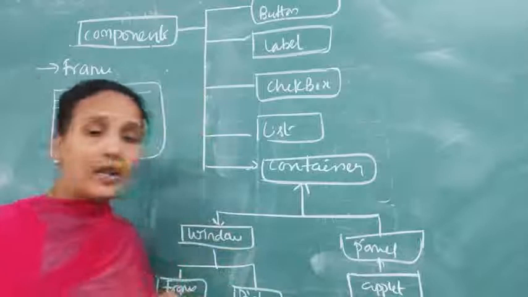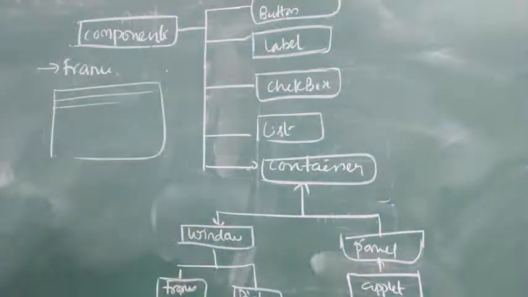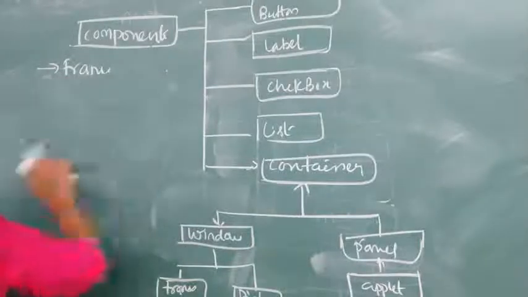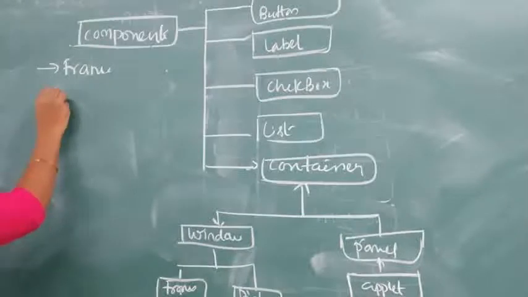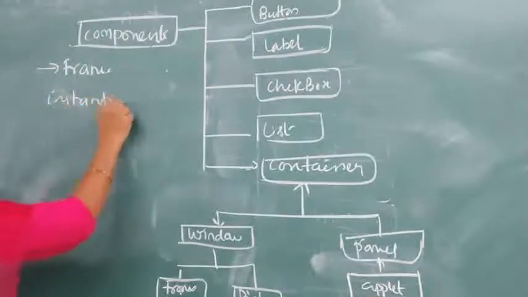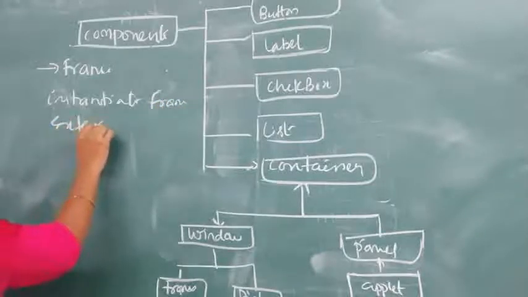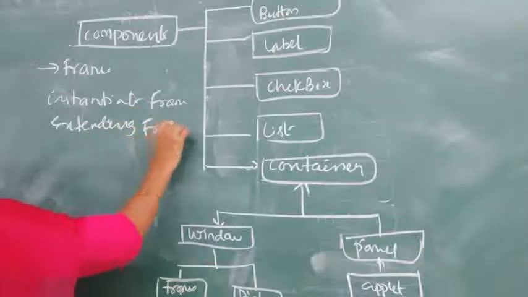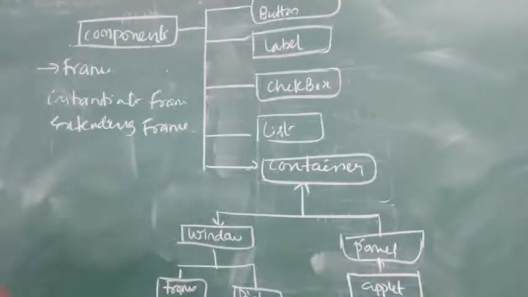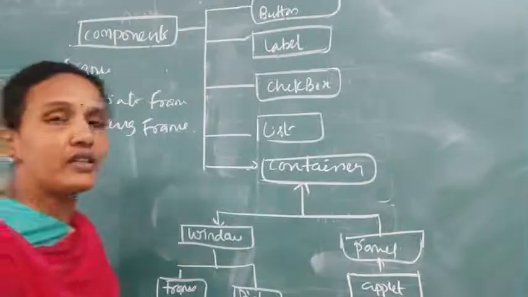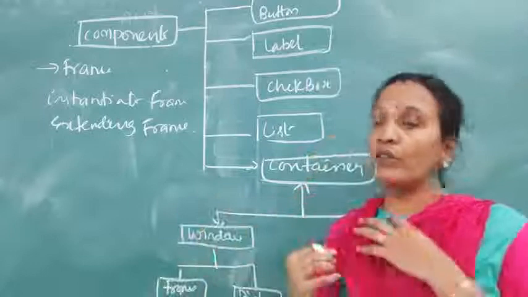You can also add the components in the frame, and this frame you can create in two ways. One is by instantiating the frame class, and the second one by extending the frame class. Instantiation means creating an object. So two ways you can create the frame, by instantiation, and the second one by extending, creating an object of the frame.